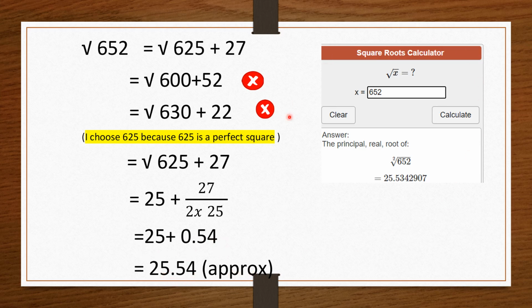So now here you see the picture of the square root calculator which gives the answer for root of 652 as 25.53. The answer we got is 25.54. So now you can be happy because you are getting a closest answer.